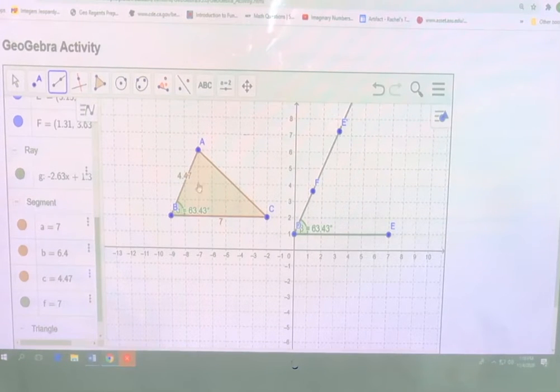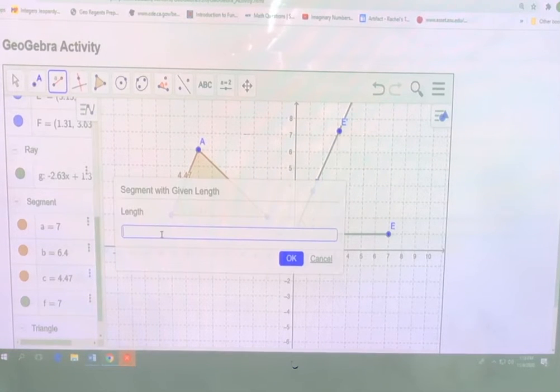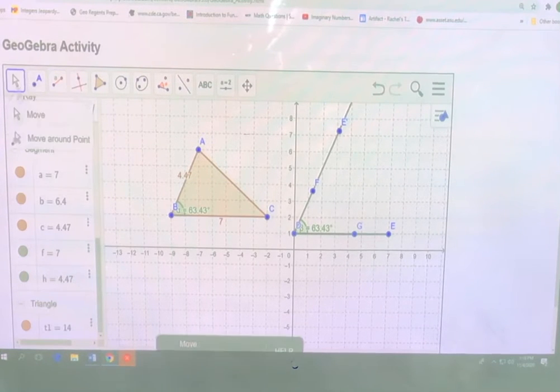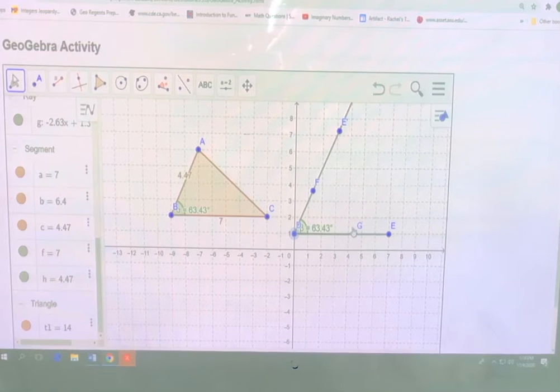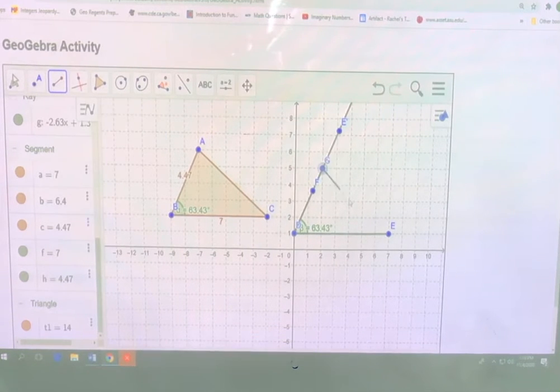And then you're going to create these sides. They say you could use a circle in the directions. I erased the direction by accident, so I'll just say, or you could just do segment with a given length. So this one's already 7, I know it's 7, I made it. So I need to make 4.47. So if I click 4.47, and then I'm going to hit move around a point. And so from D to G is my 4.47. So now I just use segment with a given length. Now I can use segment, connect those.